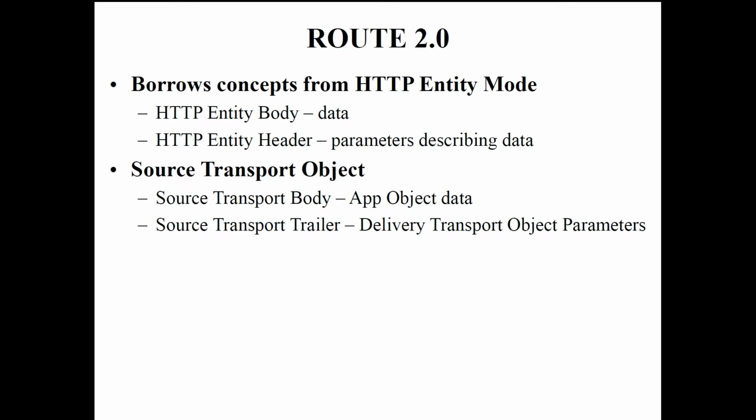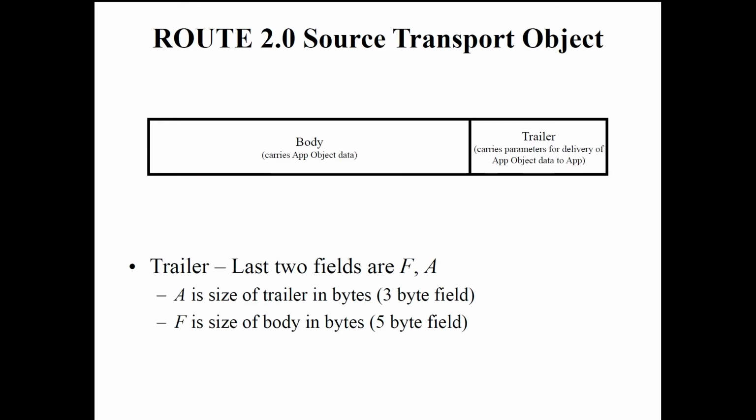So for ROUTE 2.0, let me explain a little more about how that works. It borrows concepts from the HTTP entity mode in a conceptual way. The entity mode has an entity body which carries the data, and it has a header which carries the parameters describing the data. By analogy, the source transport object for ROUTE 2.0 is similar. There's a source transport body which carries the application object data, and then it has a trailer on it which carries all the delivery transport object parameters. So it breaks it up in the same way. So here's a picture of that. Here you have the body of the source transport object which carries the application object data.